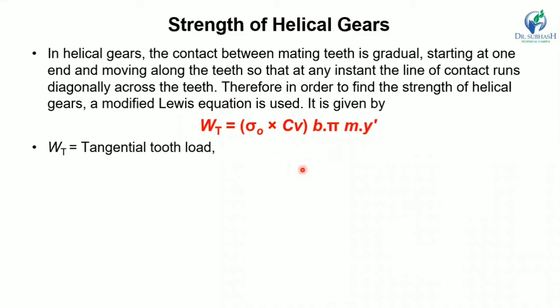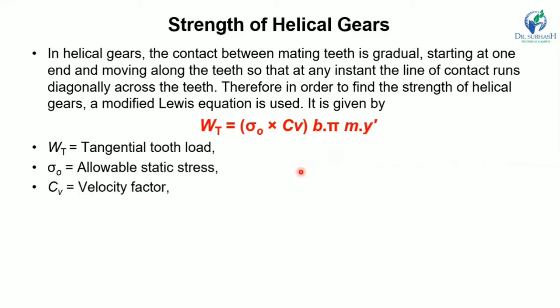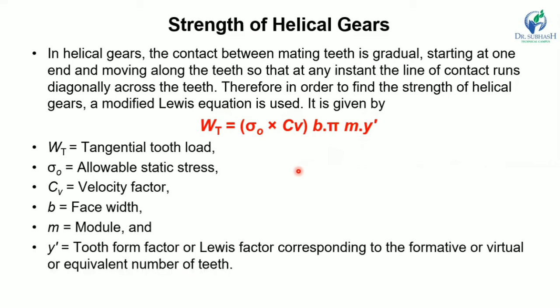In this, WT is the tangential tooth load, sigma O is the allowable static stress, CV is the velocity factor, B is the face width, M is the module, and Y dash. Here the change is Y dash. Y dash is the tooth form factor, or Lewis factor, corresponding to the formative or virtual or equivalent number of teeth. So this factor Y dash depends upon TE instead of T. It depends upon the formative or equivalent number of teeth.